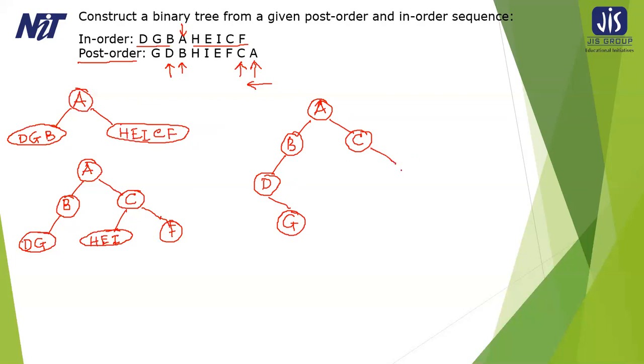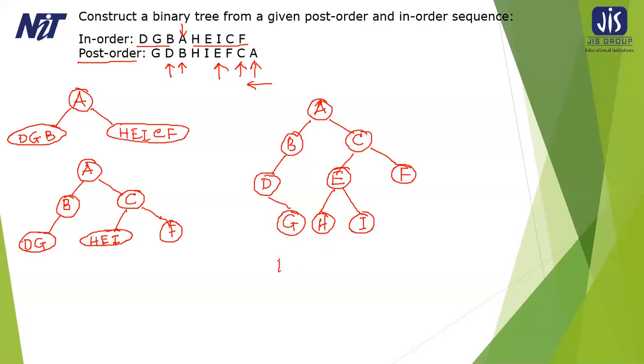Now F is here. Now among H, E and I, who is the root? So E comes first. That means E will be the root. So we can write down E. Now if E is the root, then H is part of the left subtree and I will be part of the right subtree. So this is my final tree.